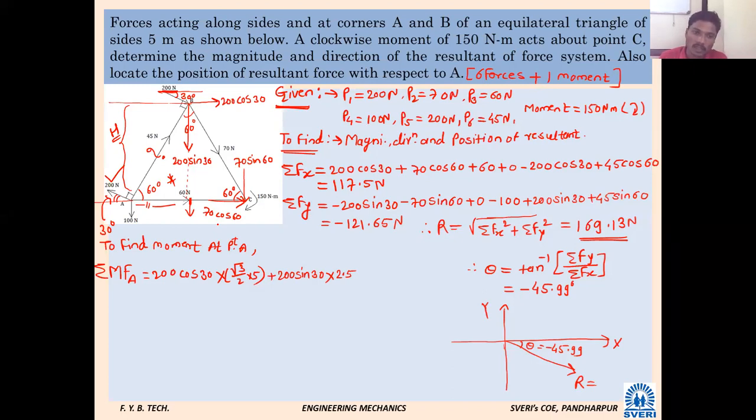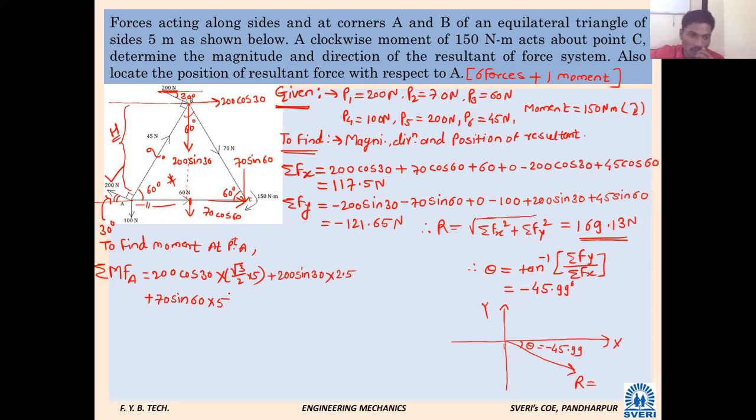Force applied at 70 sin 60 at point C. How will the object rotate about point A, clockwise or anti-clockwise? Clockwise. So it will be 70 sin 60 into 5. Very good.